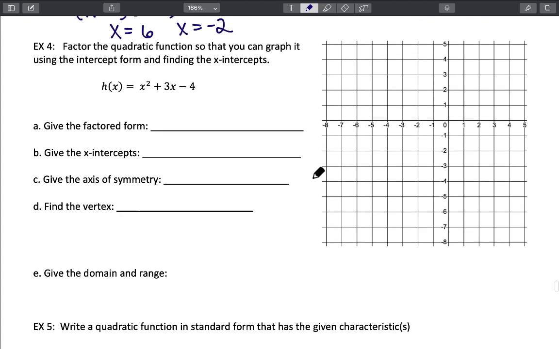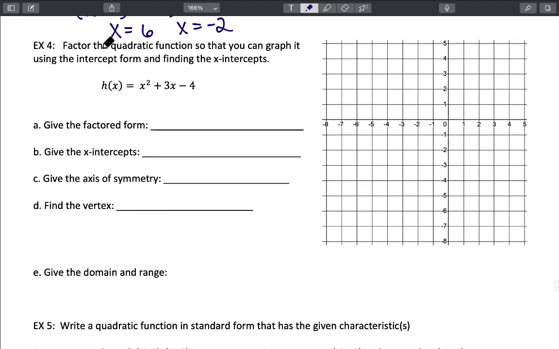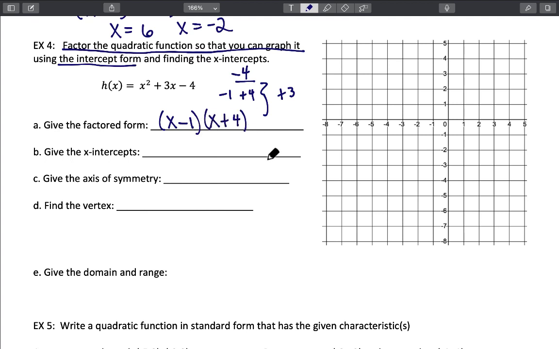Let's take a look at example 4. Again we're asked to graph the quadratic function. Actually, we're asked to factor the quadratic function so that you can graph it using the intercept form. So looking over here, I have x squared plus 3x minus 4. We learned how to graph these in our previous lesson, but let's see if we can factor this. I'm looking for factors of negative 4 that combine to be positive 3. That is a negative 1 and a positive 4. So I can factor this polynomial down to x minus 1 times x plus 4. Now it's in factored form.